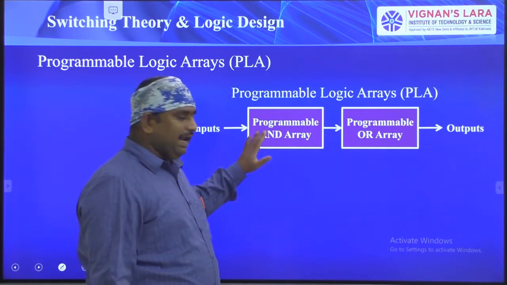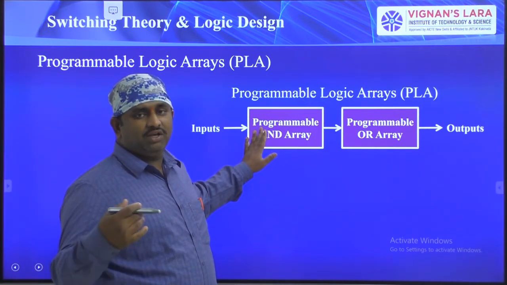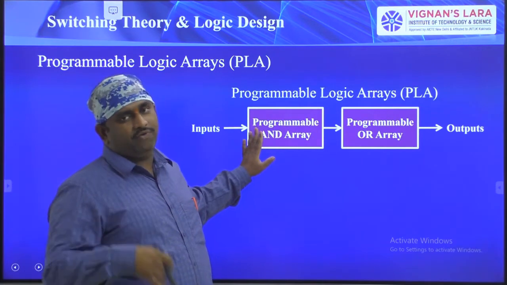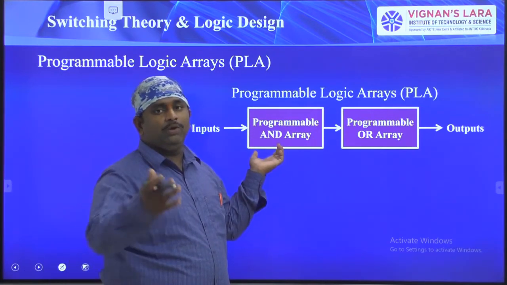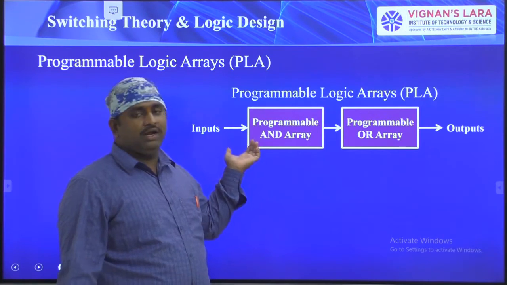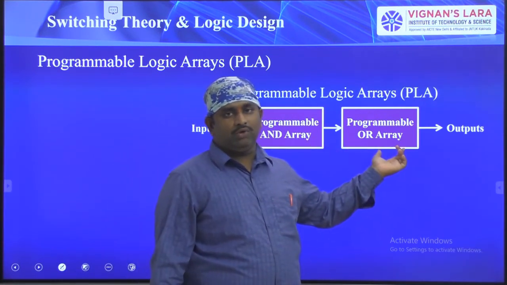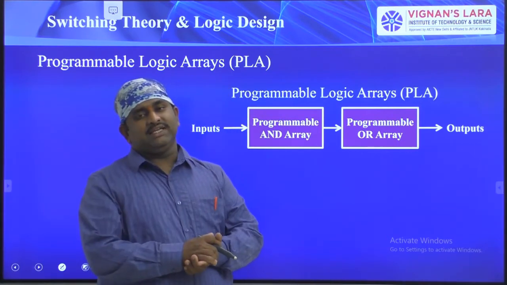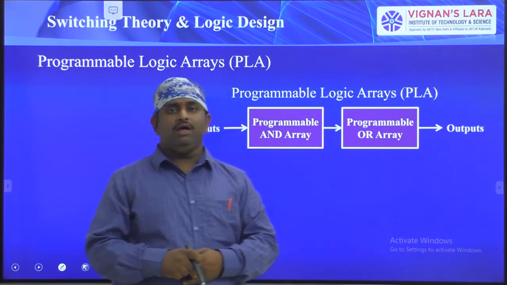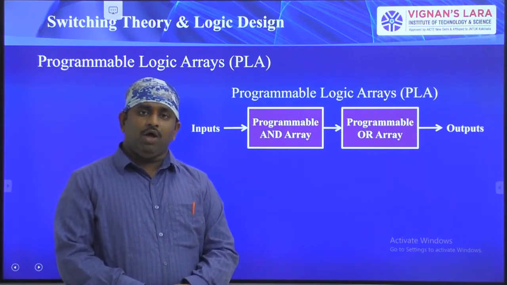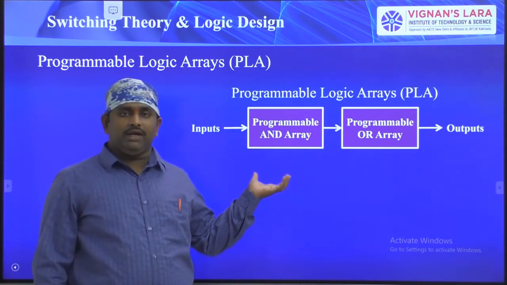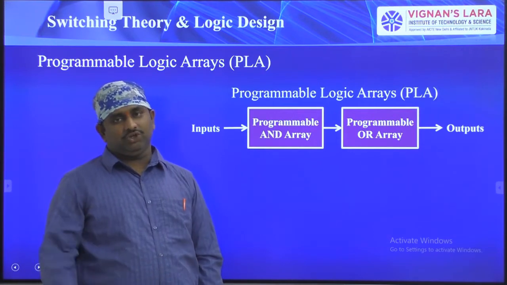So the AND array here we can program. That means whatever inputs are required, you can take those inputs, and however many AND gates you require, you can take that many. You can take a 2 input AND gate, or a 3 input AND gate, or a 4 input AND gate. That is up to you. Whichever AND gate or OR gate you require, you can take. The flexibility of the sizes of the AND gates and OR gates is given to the user. So in these programmable logic array chips we have many AND gates and OR gates available, and for these 2 gates we can program. That is the major concept here.